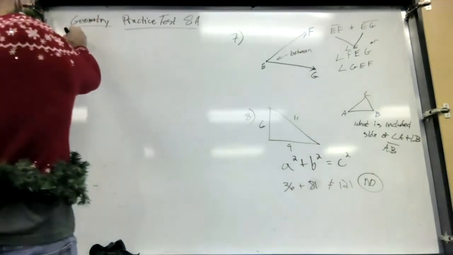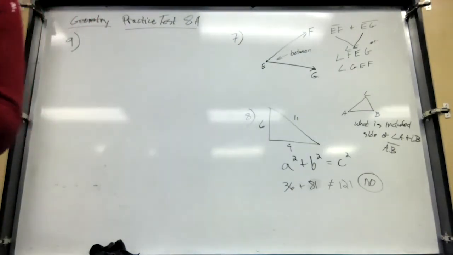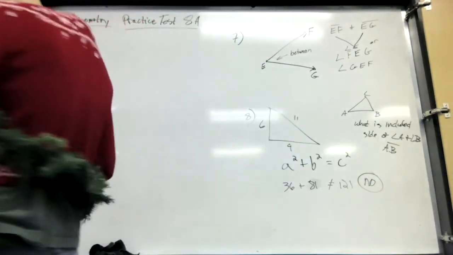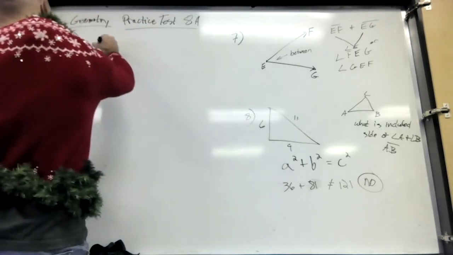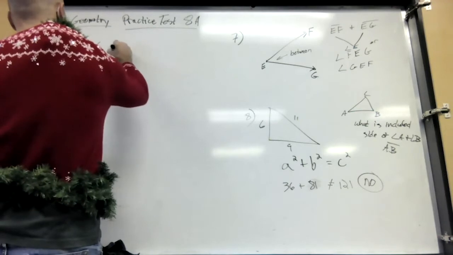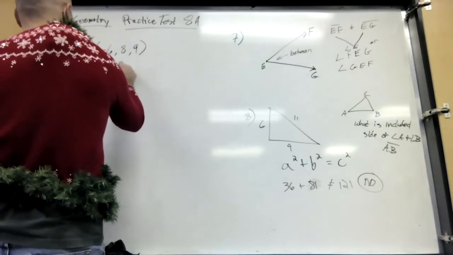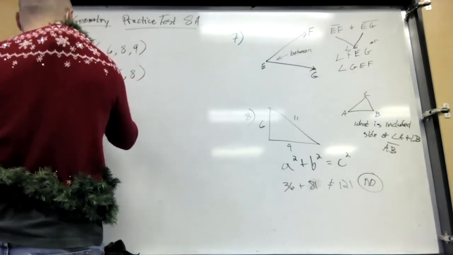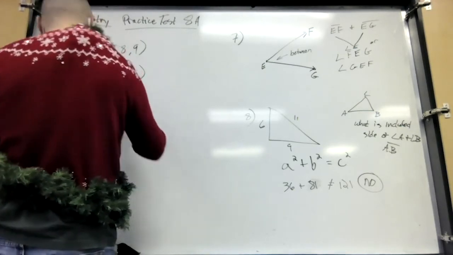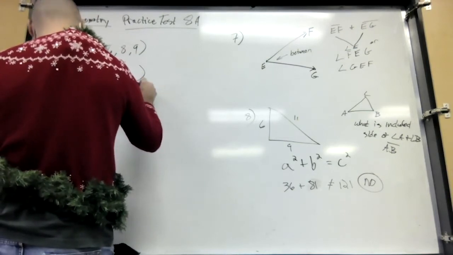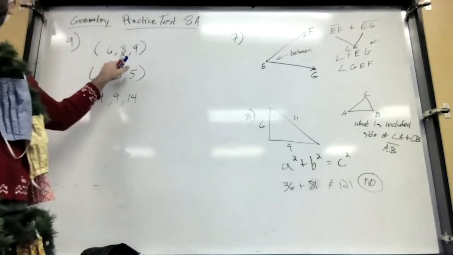Number 9. Decide whether each set of side lengths could form a valid triangle. This is what Tanner was referring to. We need to know whether these can form a triangle. Does 6, 8, and 9 form a triangle? How do you know if it does?